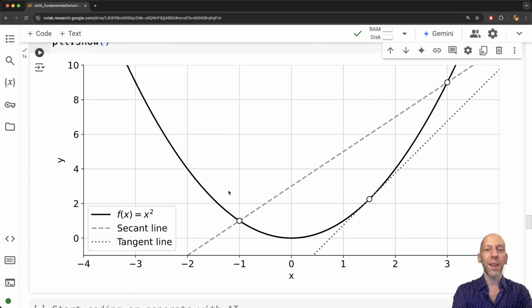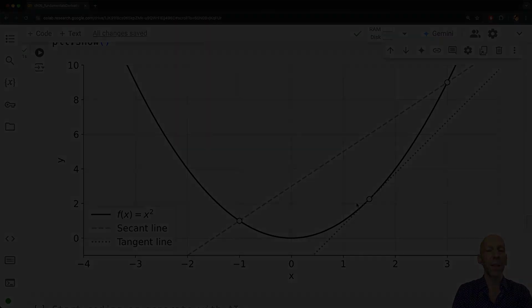I hope you found this explanation of the algorithm for calculating the secant and the tangent lines to be insightful and to help you understand the distinction between tangent and secant lines.